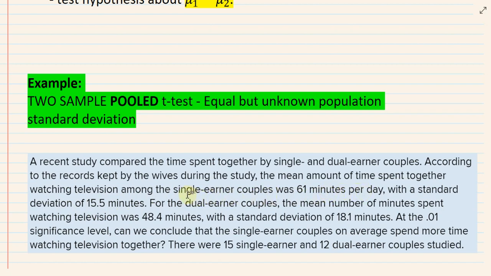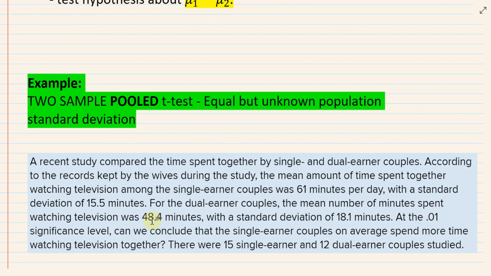So this is again for single earner couples. So for example, only the husband works or only the wife works. So I guess that would mean they have more time to spend together doing something, with a standard deviation of 15.5 minutes. Now for dual earner couples, this is where both couples work. The mean number of minutes spent watching television was 48.4 minutes, almost 50 minutes, so about 10-11 minutes less, with a deviation of 18 minutes.